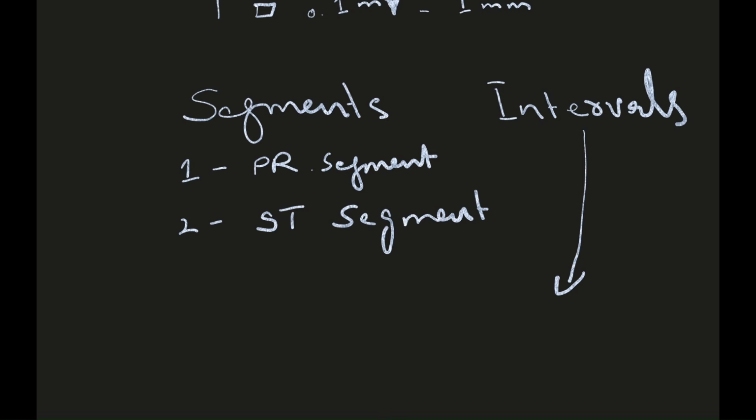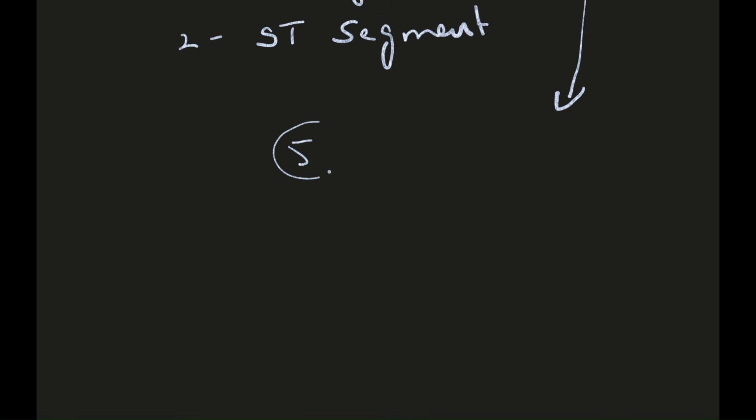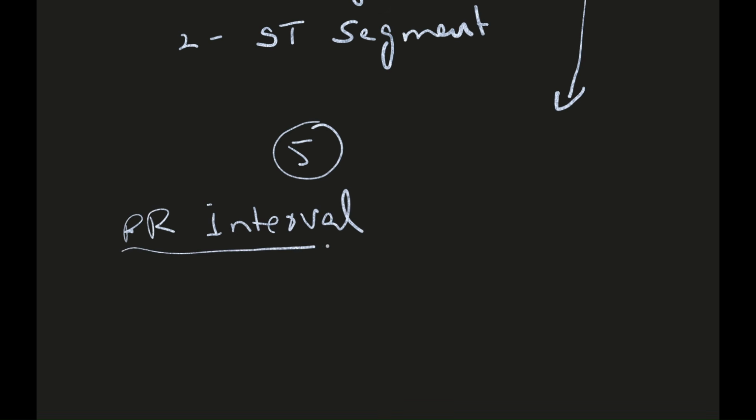Let's jump towards the intervals. There are five intervals, and they are very important. First one is the PR interval. Due to its clinical significance, which I will talk about later, I consider it clinically important for junior level. Basically, the PR interval starts at the start of the P wave. From here to here, this is the PR interval.